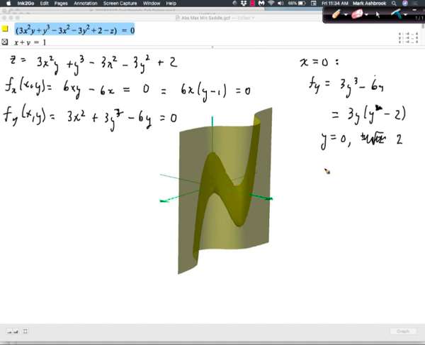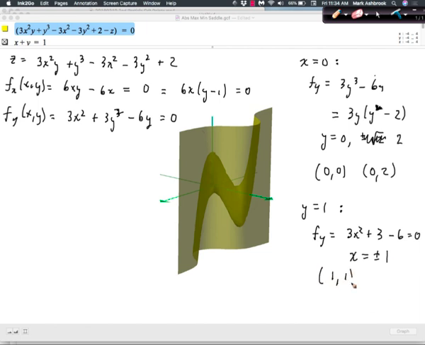So that gave us two critical points, right? (0, 0) and (0, 2) are both ordered pairs that make both equations 0. And then the other one that makes the first 0 is y equals 1. And when y equals 1, in the first partial with respect to y we get 3x squared plus 3 minus 6. To make that 0, we're going to have x equal to 1 or negative 1. So we get two more critical points, (1, 1) and (negative 1, 1).